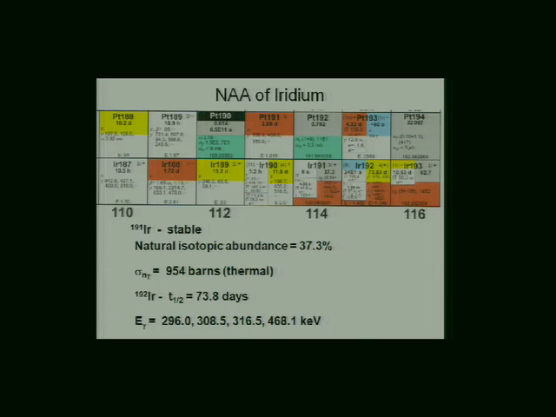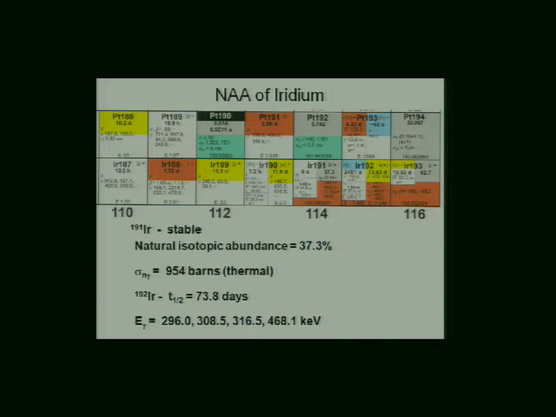In particular, it has this isotope 191 iridium, which is stable and has a 37.3% natural abundance, so there's relatively a lot of it. You can't read this very well from the back, but it also has a very large thermal neutron capture cross-section, nearly 1,000 barns, okay, meaning it has a very high probability to capture a neutron.